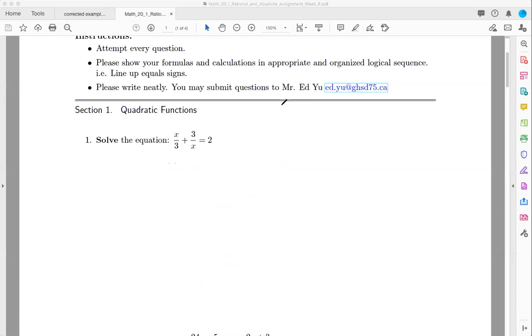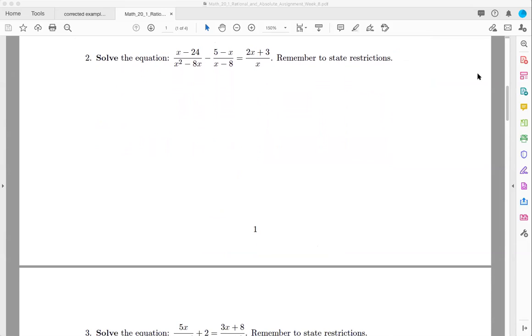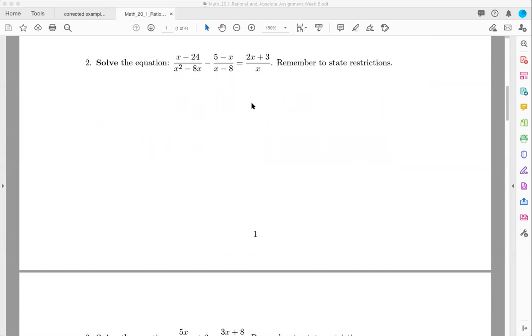Okay, let's take a look at the second question here. We're going to try and solve this. Now, this looks like a very intimidating question, but we can still tackle it. So let's take a look at what we have here.